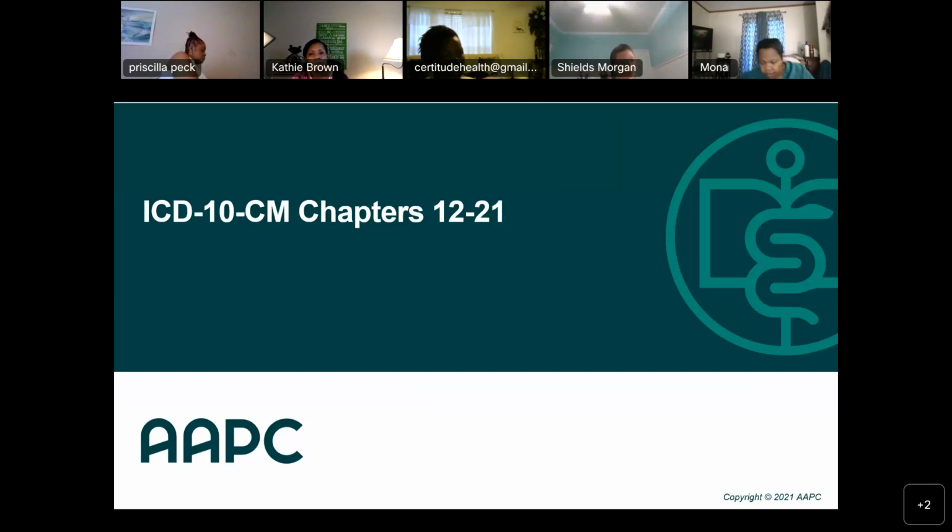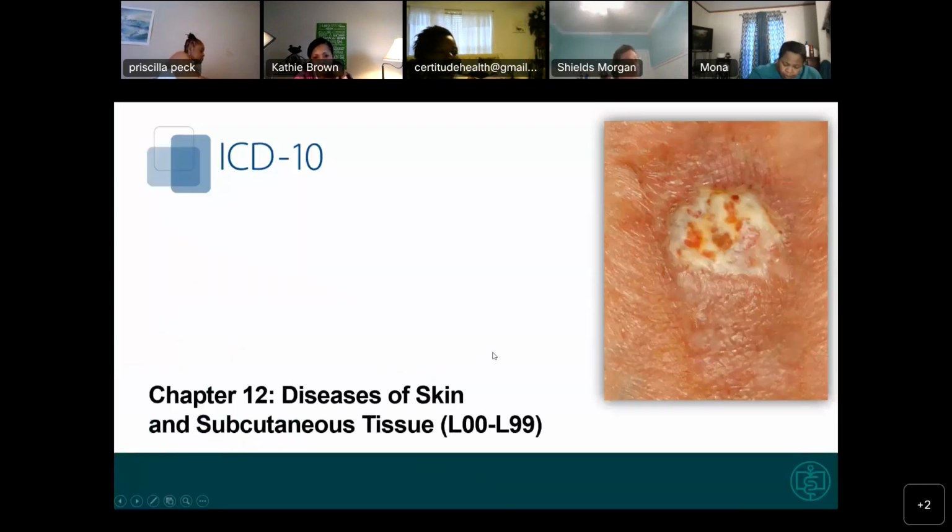So, chapter 12 begins with the guidelines for the integumentary system, or diseases of the skin and subcutaneous tissue.